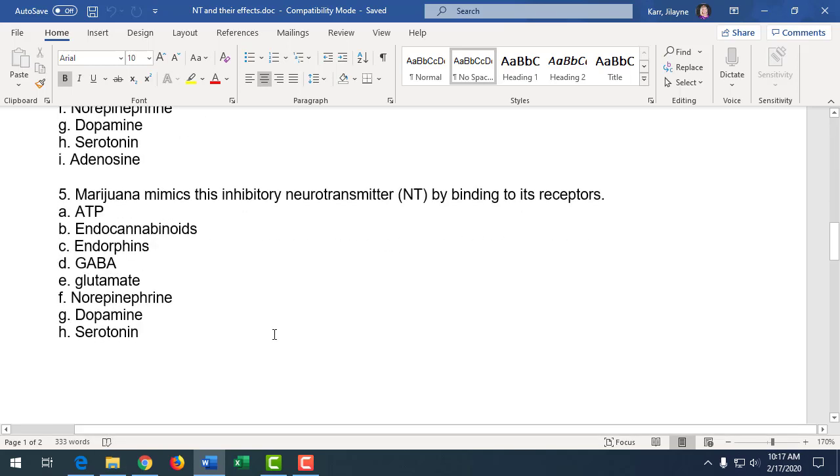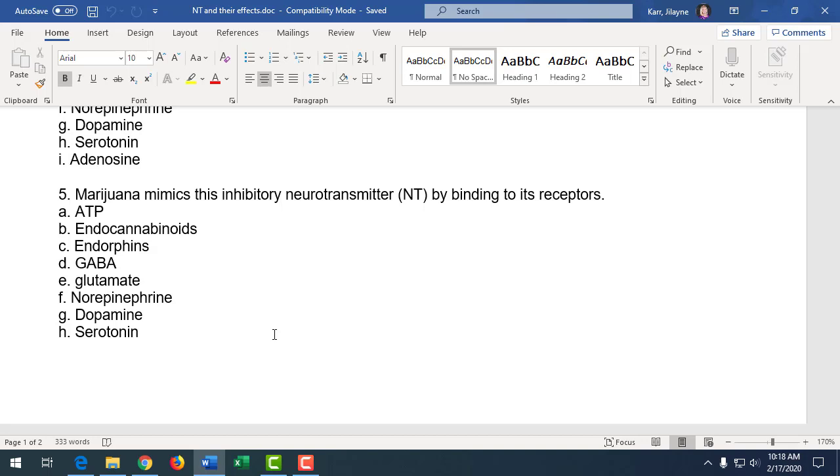Marijuana mimics this inhibitory neurotransmitter. So it's an inhibitory neurotransmitter. So how does it make the nervous system feel? Mellow, relaxed, yeah. Now it's not GABA where it makes you totally sluggish, right? But it's just mellow, relaxed.